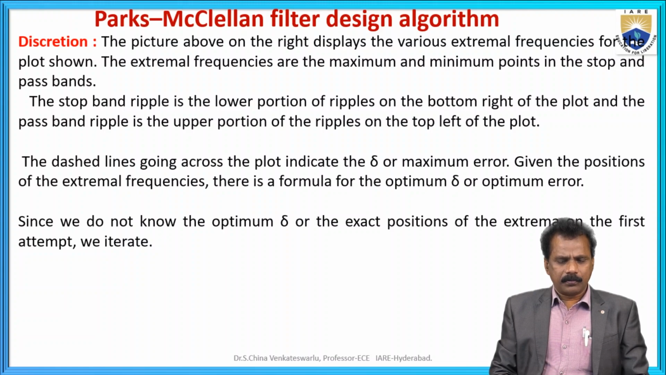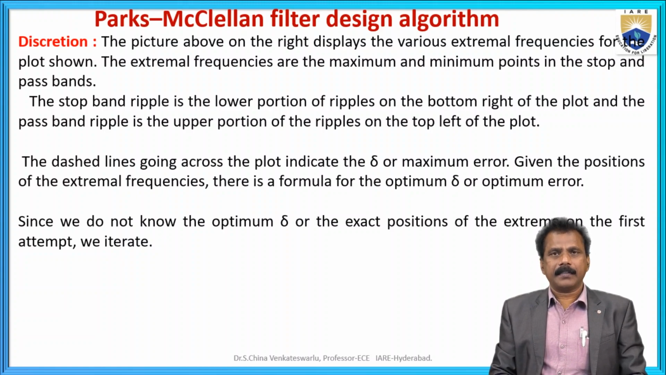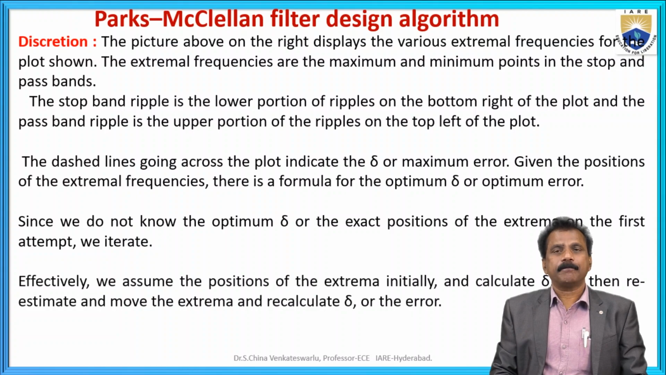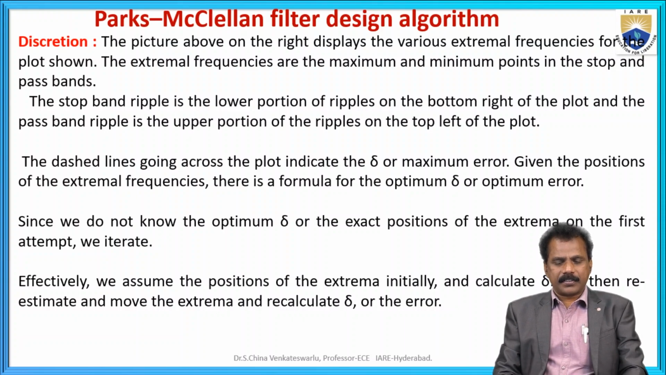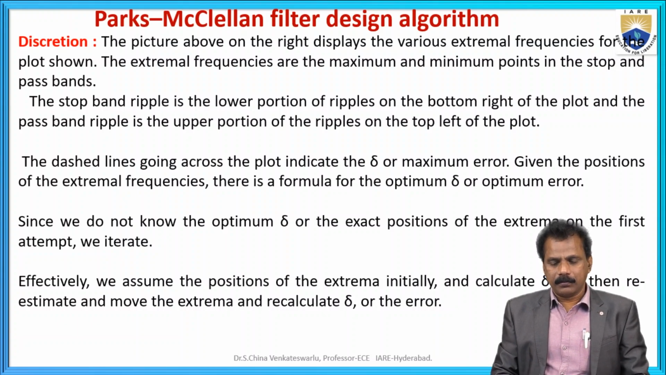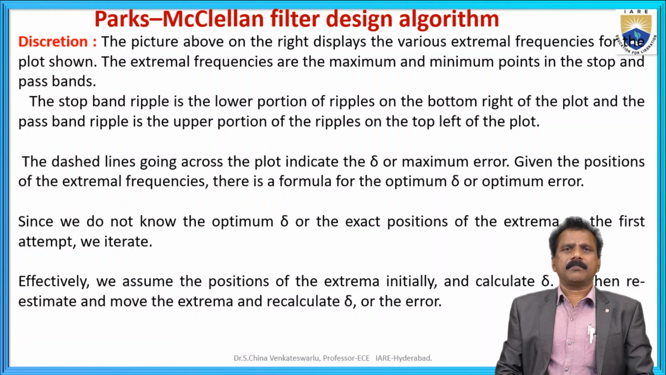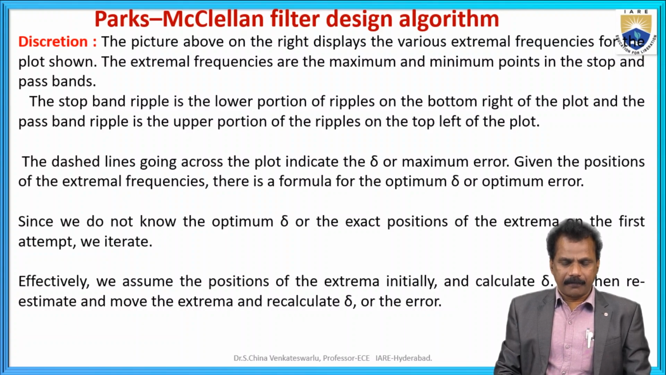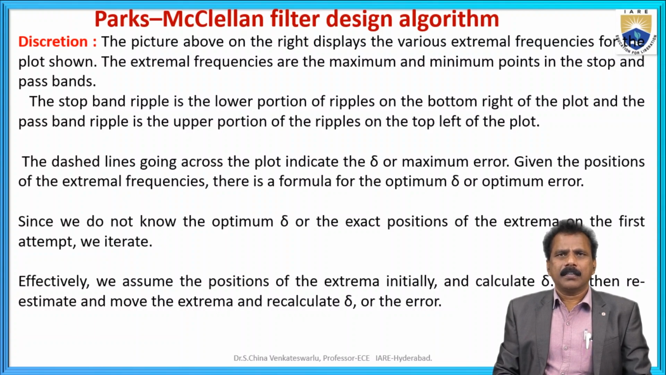Since we do not know the optimum delta or the exact position of the extrema on the first attempt, we iterate. Effectively, we assume the position of the extrema initially and calculate delta. We then re-estimate, move the extrema, and calculate delta, or the error. Using these merits and demerits, we will easily analyze with these graphs by implementing this particular algorithm, and after that we will verify all the results.